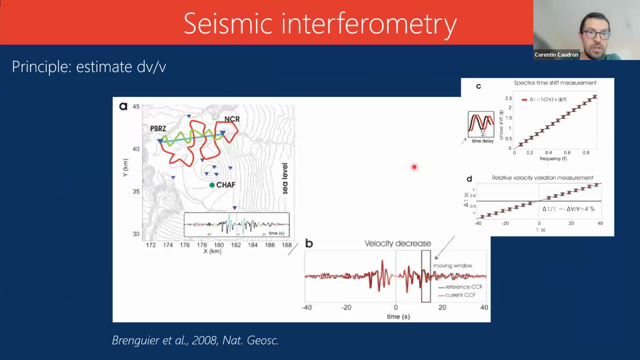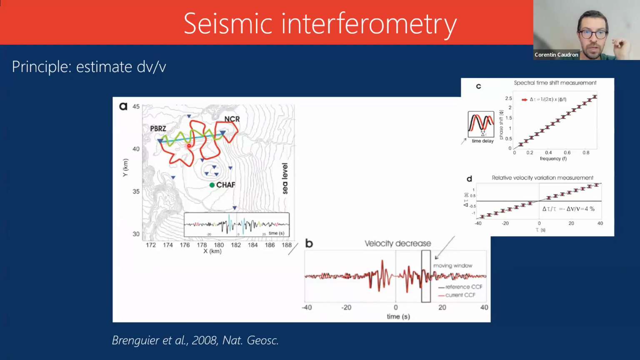Again, I'm going to cover something a bit different, the monitoring part of this seismic interferometry, and the principle is pretty easy to understand. You have waves coming from the ocean. Here we are at Piton-la-Fournaise on La Réunion Island. You have different seismic stations. I'm going to ask you to focus on PBRZ and NCR. You can imagine that you have waves coming from the west. They will travel first to PBRZ, and then they will reach NCR.